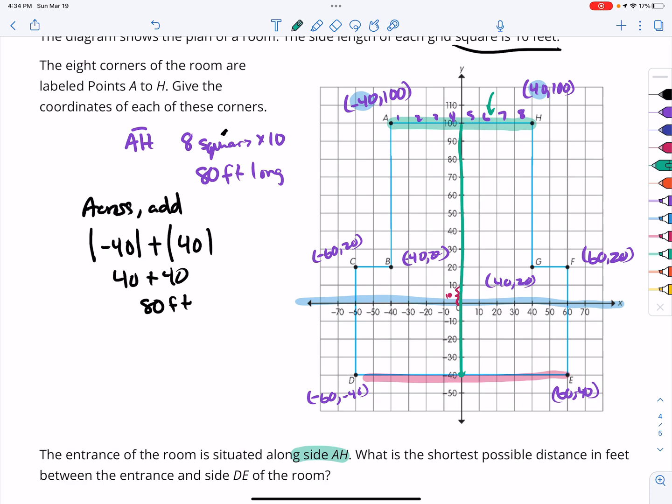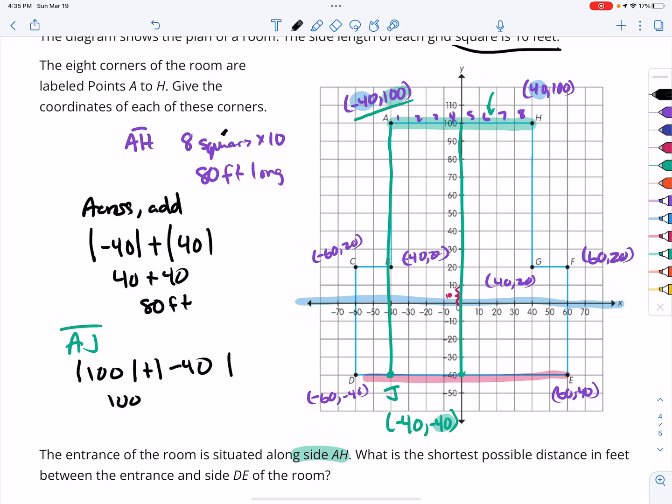So we could use any of these points. It's going to be basically like a line was connected from A to, if we put another point here, let's call that one point J. We want to know how long is AJ, and J is negative 40, negative 40. So this is a vertical line, so we're going to be using our y coordinates. I'm going to start out and use the absolute value. So it would be the absolute value, we're going across, so we're going to be adding, of 100 plus the absolute value of negative 40. 100 plus 40 is 140 feet.